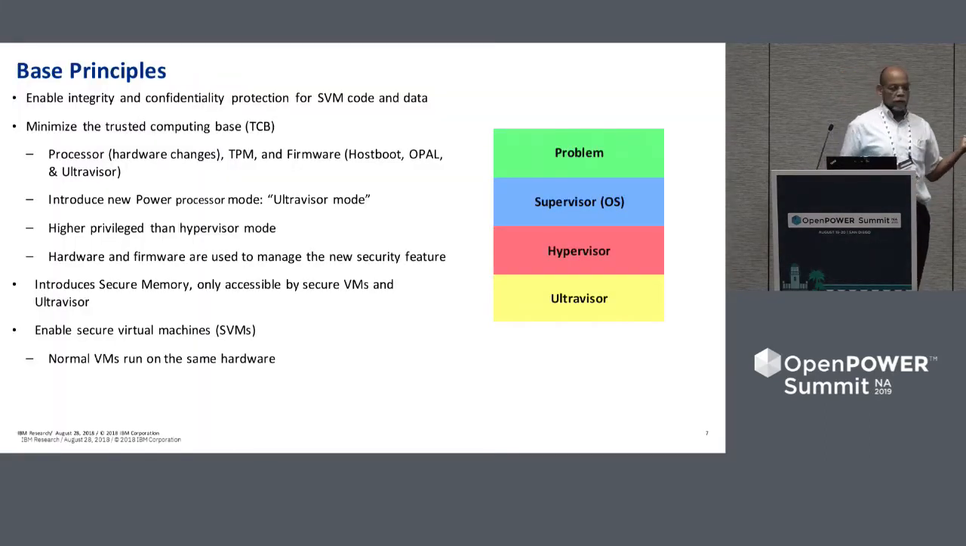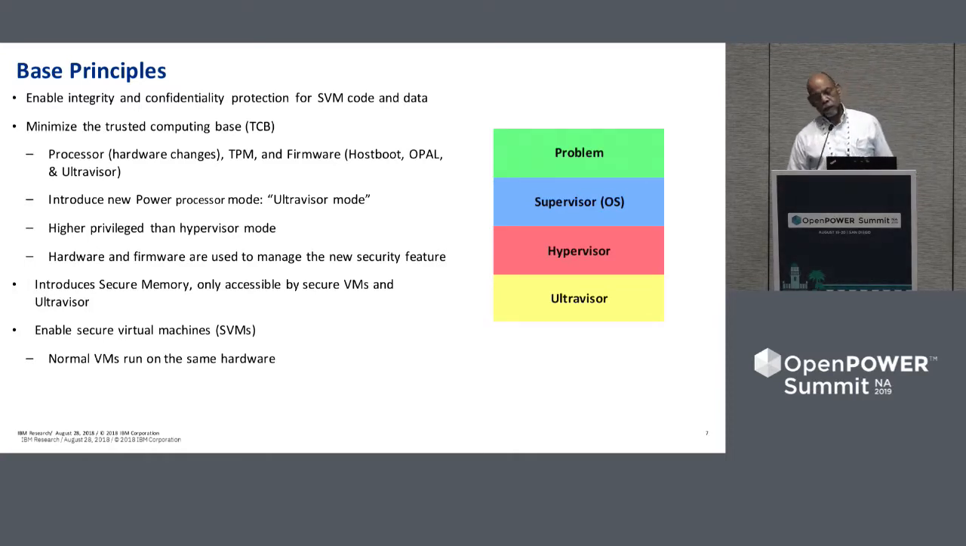So a quick overview of what we're doing here. As you're familiar with Power, Power has problem state, supervisor state, and hypervisor state. We now introduce a new state called Ultravisor state. It's at the bottom because it's the highest privileged state in the machine. And this gives us the ability to provide confidentiality and integrity for SVM code and data. We're minimizing the TCB to this Ultravisor state and the hardware it's built upon.